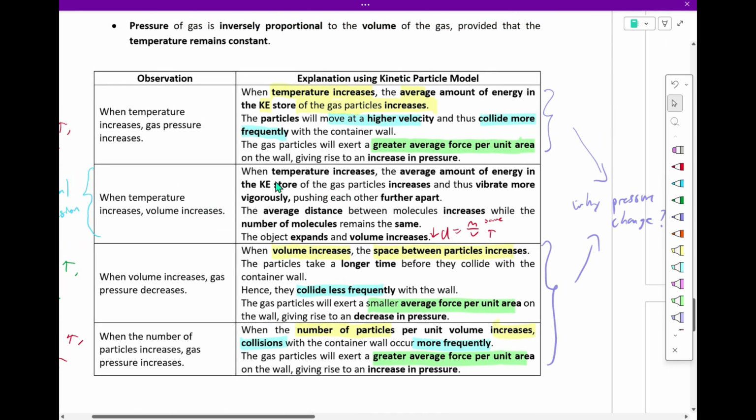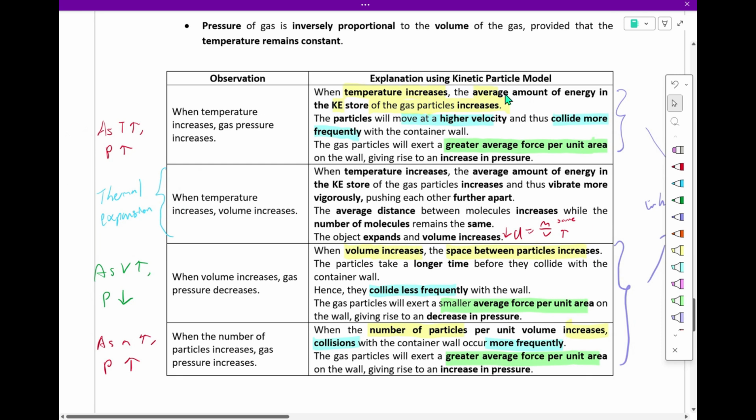This explanation is actually nothing to do with the gas pressure, but it is still under the kinetic particle model, because you're describing or explaining in terms of particles why volume increases when temperature increases. Okay, but the placement of this one is a bit off. It should be at the bottom on its own. The top one and the bottom two are talking directly about gas pressure. The second one doesn't talk about gas pressure. So just be careful. You might want to do your own notes based off this.